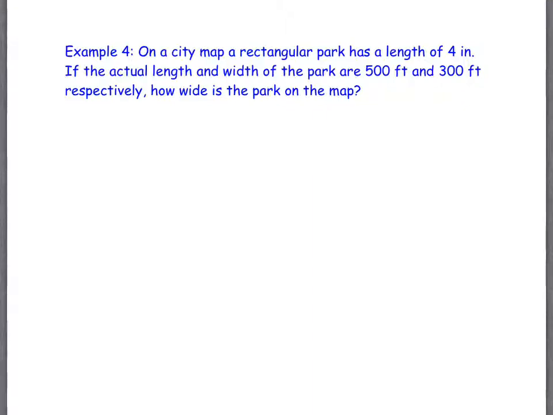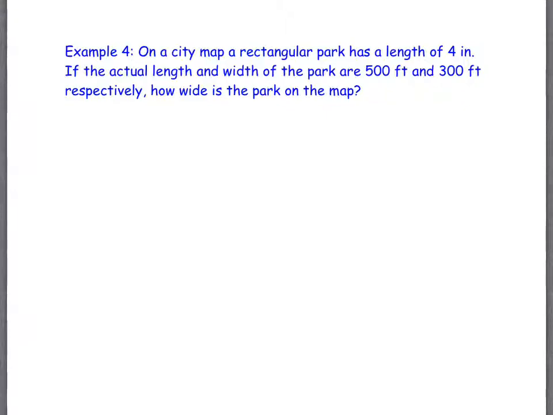On a city map, a rectangular park has a length of 4 inches. The actual length and width of the park are 500 feet and 300 feet respectively. How wide is the park on the map? So what are we comparing in this problem? A map versus real life, or feet versus inches, is what Abby said, which is the same thing, right? One is being measured in feet and the other is being measured in inches. Do you want to set that up as a fraction or as feet on one side and inches on the other side? What do you want to do?